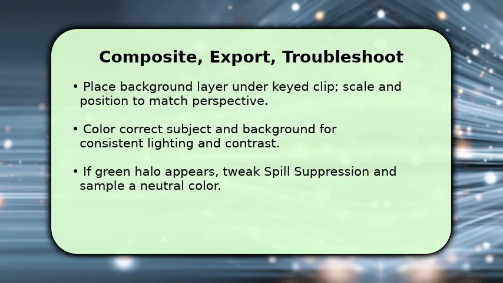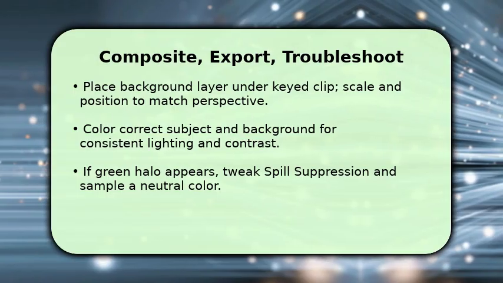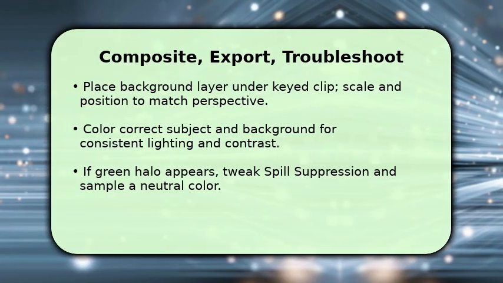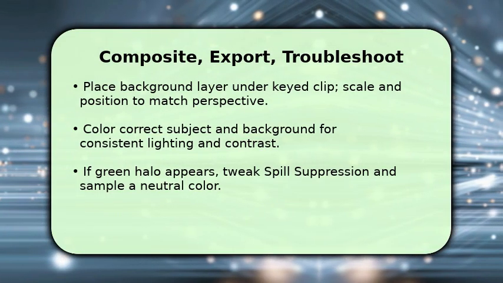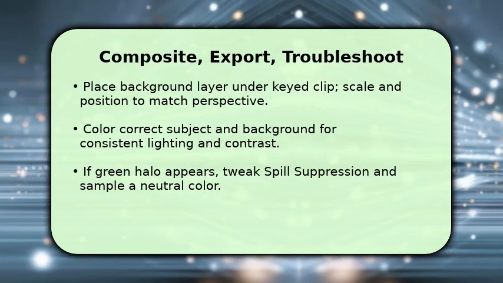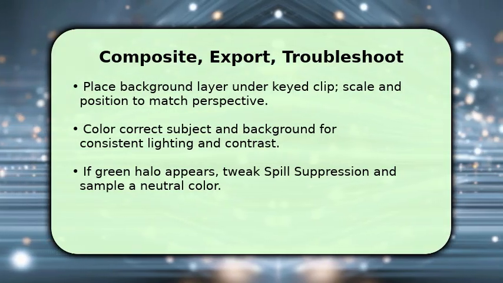If you see a green halo or edge fringing, use Keyer's spill suppression and sample nearby neutral tones or slightly increase edge softness. This often removes residual green without harming fine details.